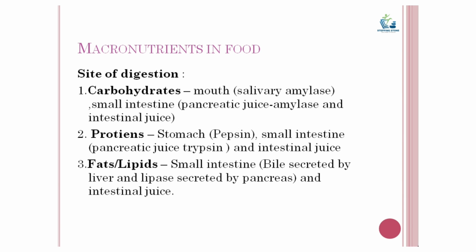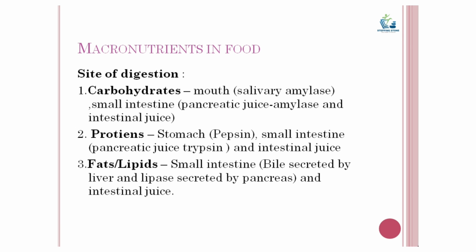Next, proteins. Digestion of proteins takes place in the stomach with the help of the pepsin enzyme. Then further digestion takes place in the small intestine with the help of pancreatic juice, trypsin, and finally complete digestion takes place in the small intestine with the help of intestinal juice.